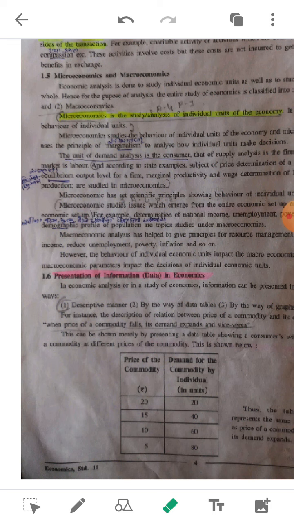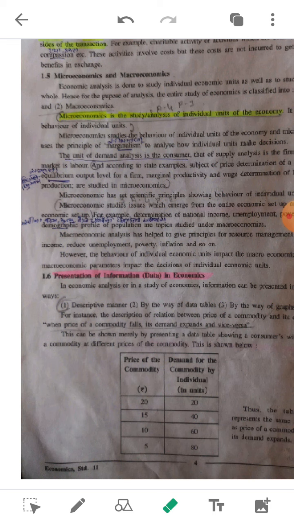For instance, the relation between the price of a commodity and its demand is stated as: when the price of a commodity falls, its demand expands, and vice versa. This can be shown by presenting a data table showing a consumer's willingness to demand a commodity at different prices of the commodity.